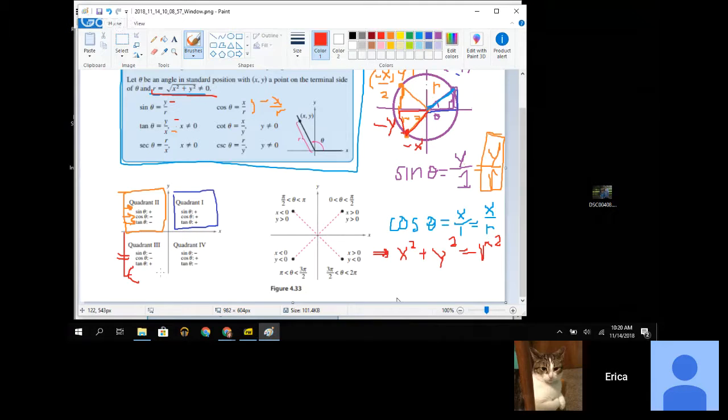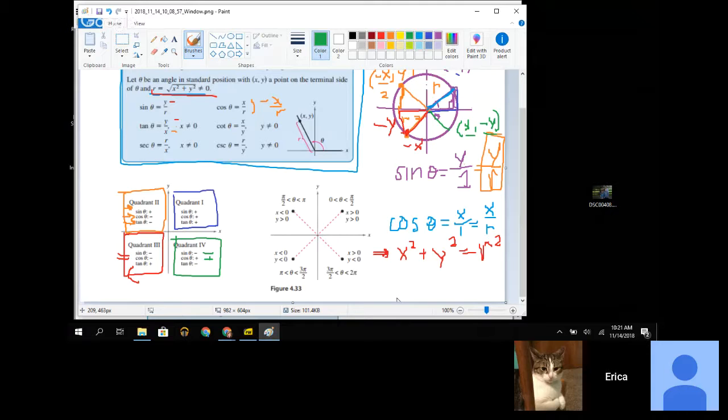Okay, so in quadrant 3, your sine and cosine will be negative, but your tangent will be positive. And then here in quadrant 4, right, now we have a positive x and a negative y. So again, since the sine has to do with the y, it's going to be negative. Since the cosine has to do with the x, it's going to be positive. And since it's a mix of the x and y, the tangent will be negative down here in quadrant 4.